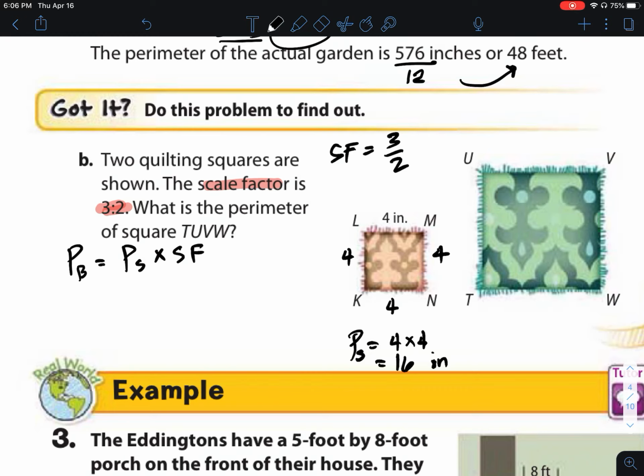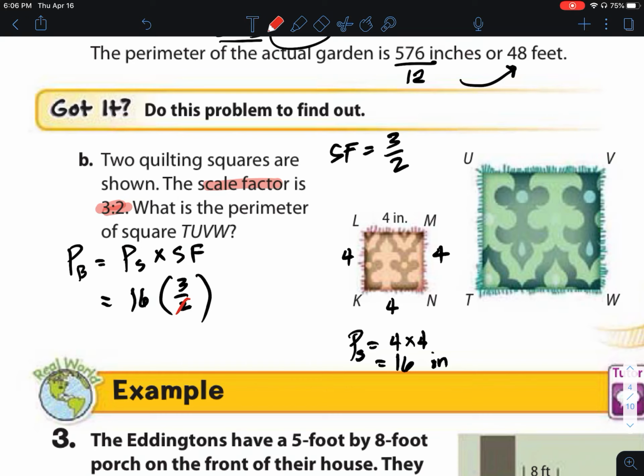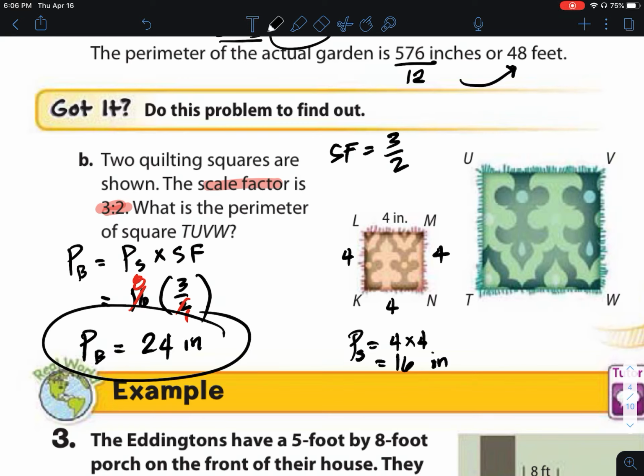Now let's substitute the values. The perimeter of my small square is 16, and I simply multiply it by my scale factor, which is 3 over 2. I do my cross canceling. That's a 1, that's an 8. So the perimeter of my big quilt, or my big square, is equal to 24 inches.